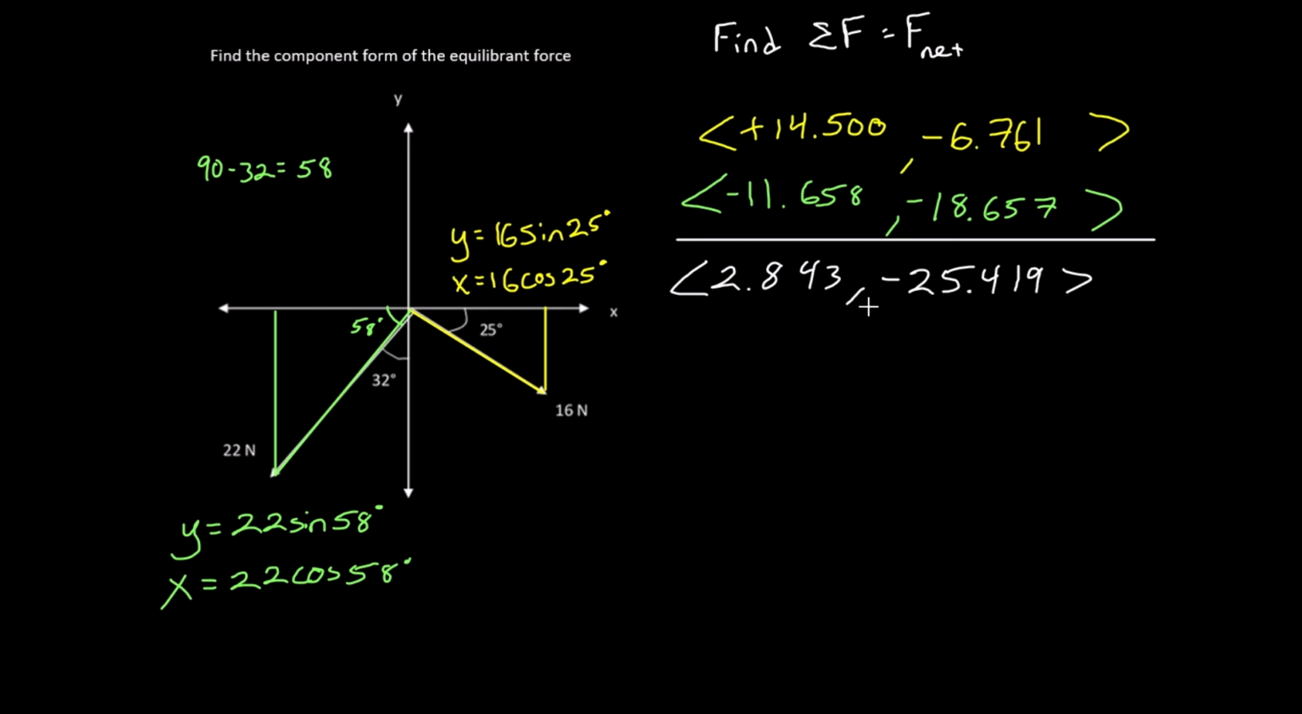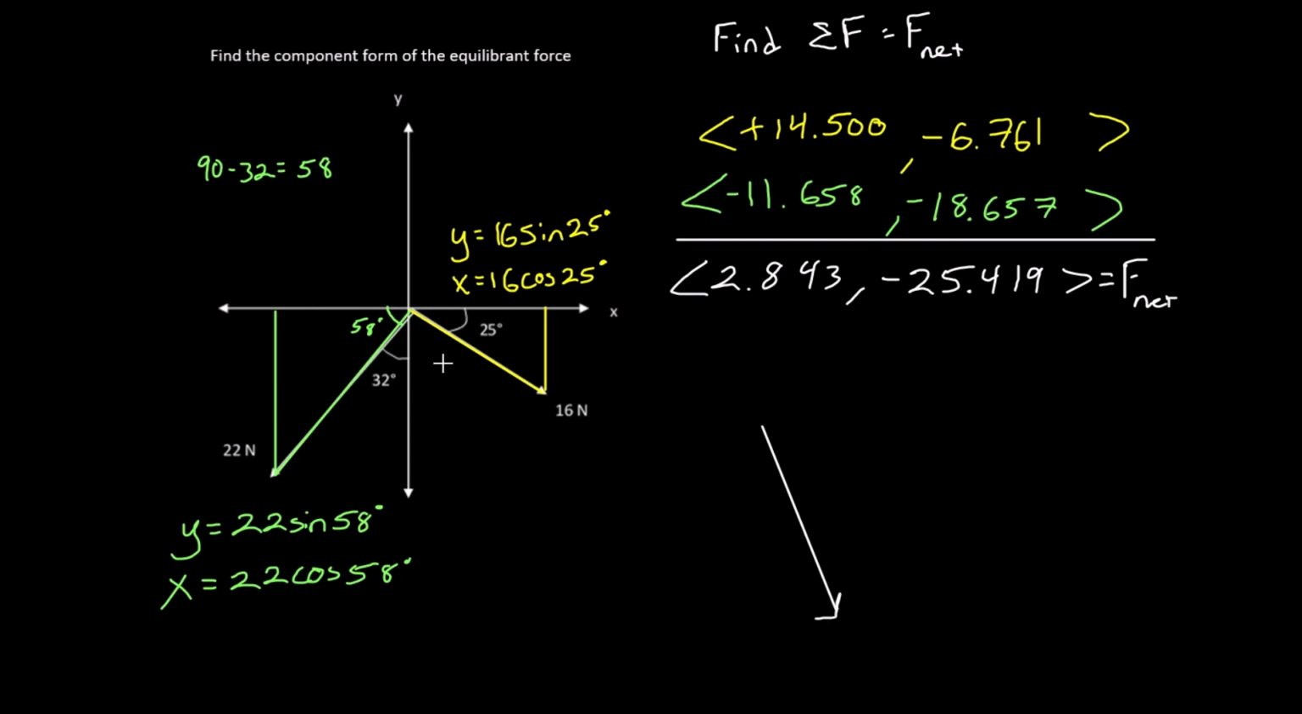Remember, this is my net force, but that's not what the question's asking for. We want the equilibrant force. So this is my F net. I could replace both of these vectors with one vector that points to the right 2.8 and down 25.4. So this is what the net force is doing. This is how hard these two vectors are pulling together.